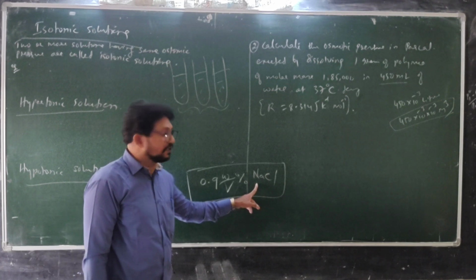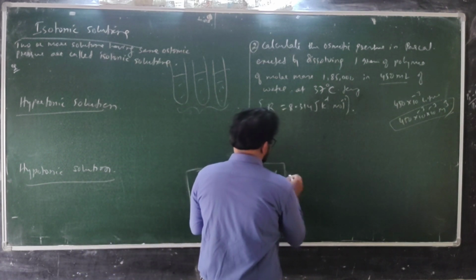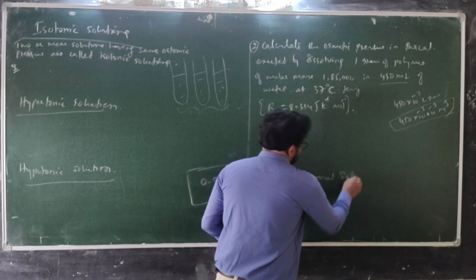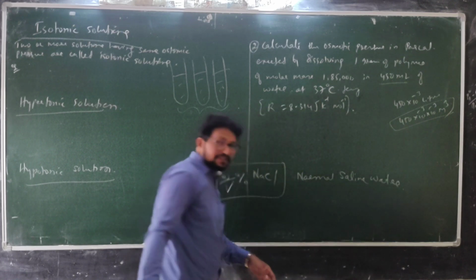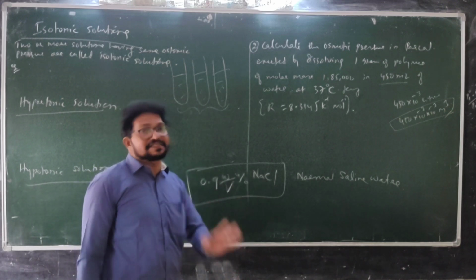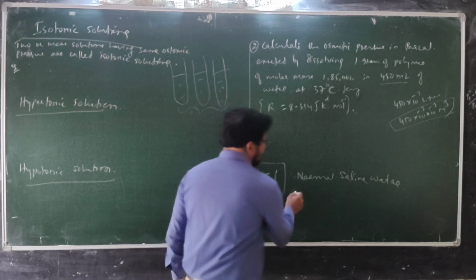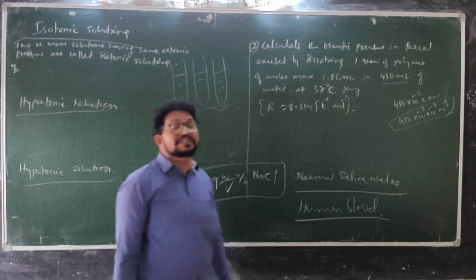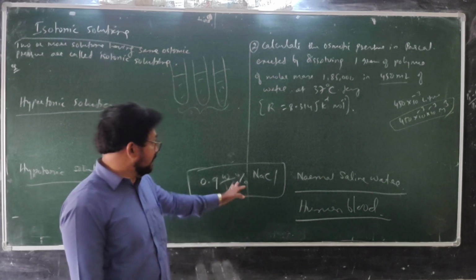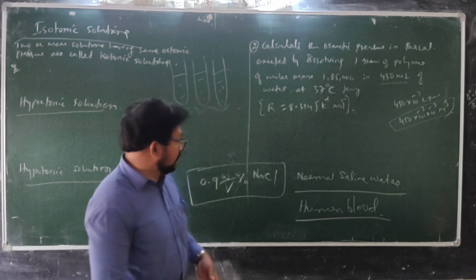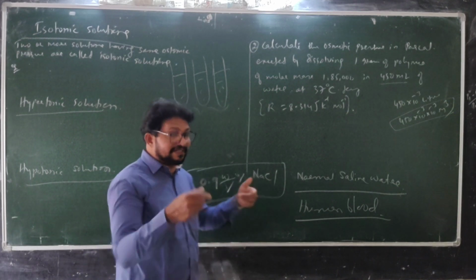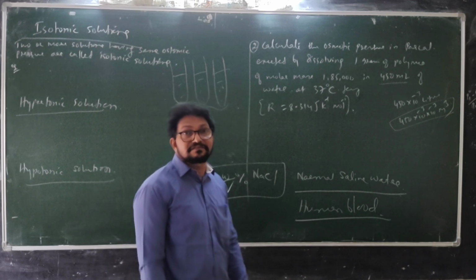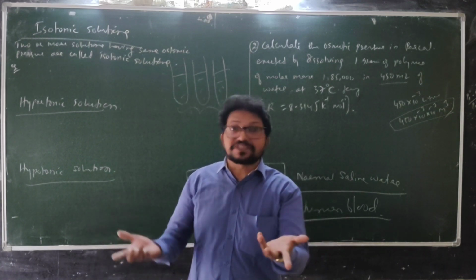Try to understand. This is called normal saline water. What do you mean by normal saline water? 0.9 mass by volume percent NaCl is normal saline water. See, this is isotonic with human blood. Remember, why are injections prepared in this? Because it is isotonic with human blood. If you prepare an injection with this and inject it into the blood, neither swelling nor shrinking of blood cells takes place, because the osmotic pressure is the same.